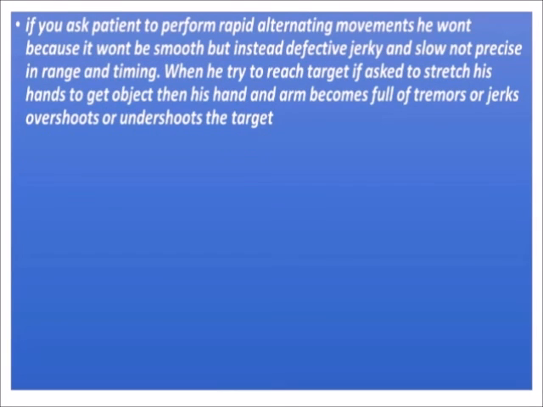If you ask the patient to perform rapid alternating movements, he won't, because it won't be smooth, but instead defective, jerky, and slow, not precise in range and timing. When he tries to reach a target, if asked to stretch his hands to get an object, then his hands and arm become full of tremors or jerks, and overshoot or undershoot the target.